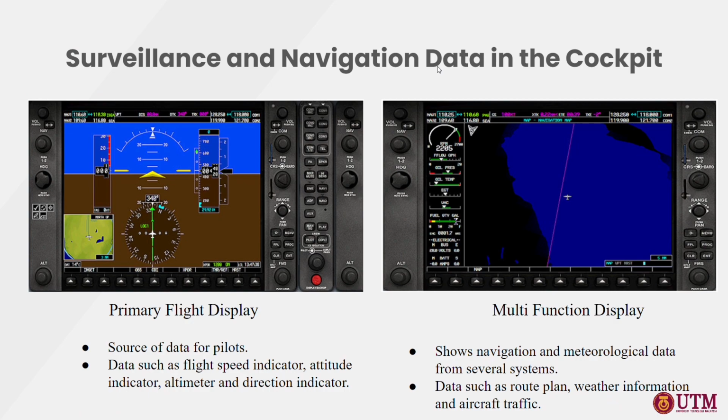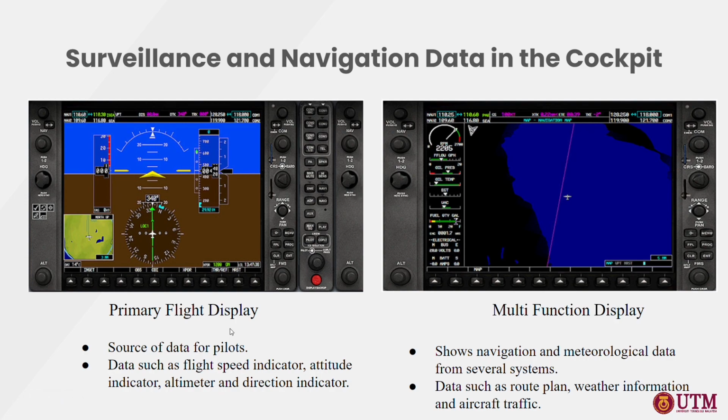Okay, in this part, we'll be talking about the surveillance and navigation data in the cockpit. It actually consists of two displays: the first one, the primary flight display, and the second one, the multi-function display. These displays provide the pilot with real-time information on aircraft location, altitude, speed, and navigation data.